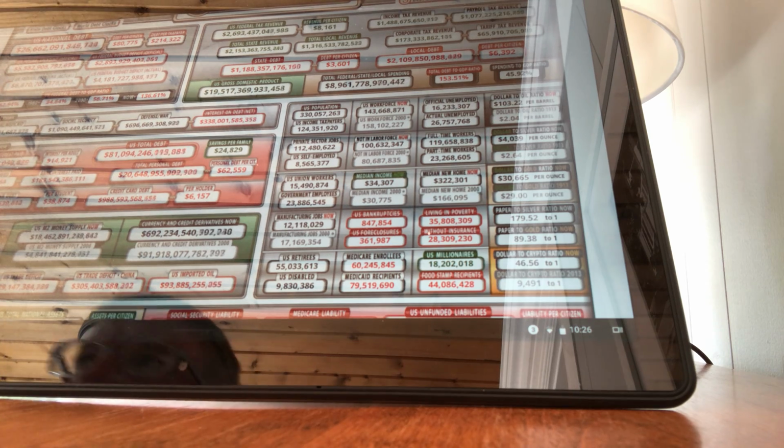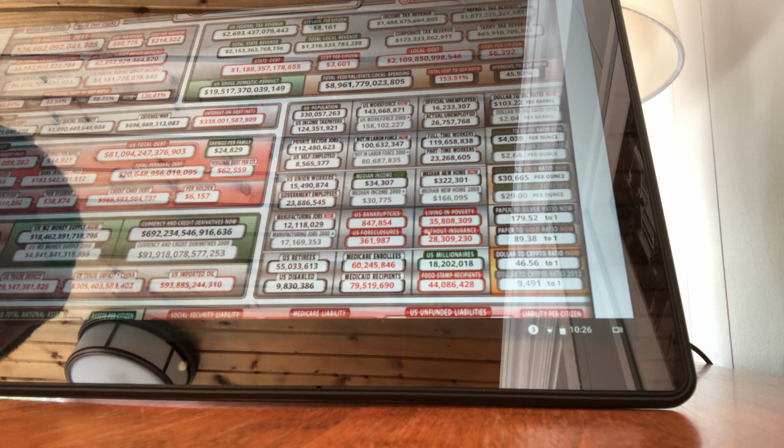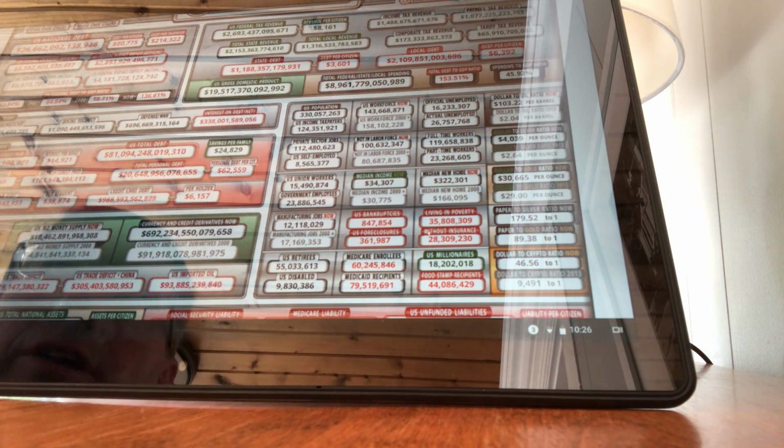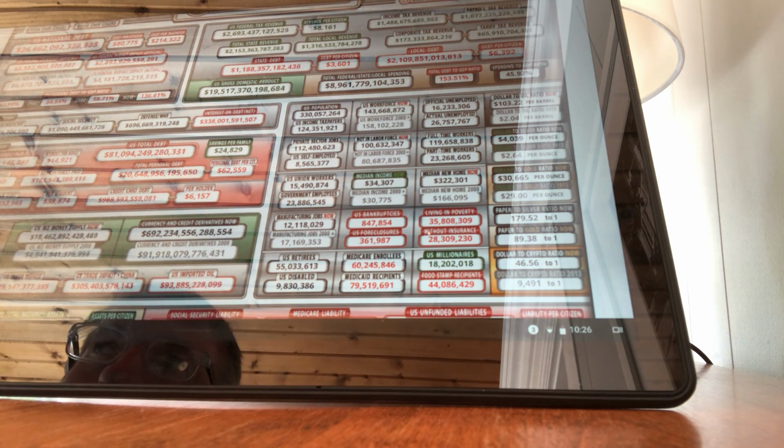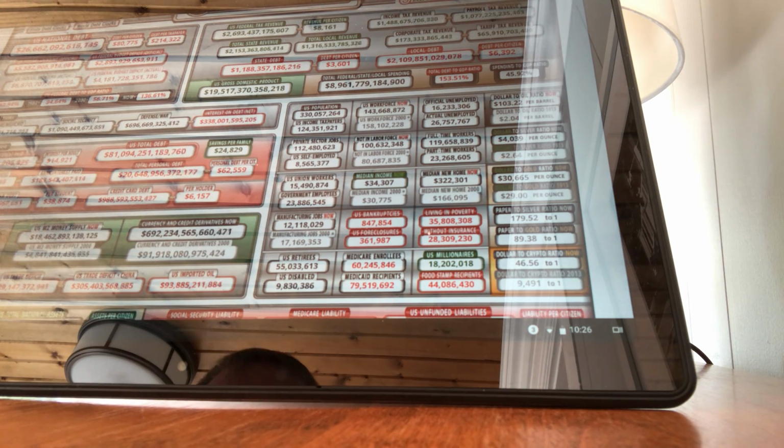And then also at the same time, we don't know what's going to happen with the next stimulus package. Are they going to continue like that $600 a week for those who are unemployed? Are they going to give $1,200 per person per taxpayer? Are they going to give $2,000 per taxpayer? And so we're not sure what's going to happen with that.